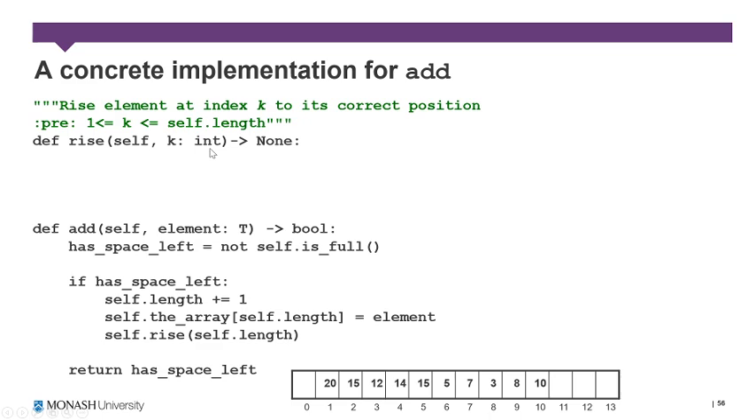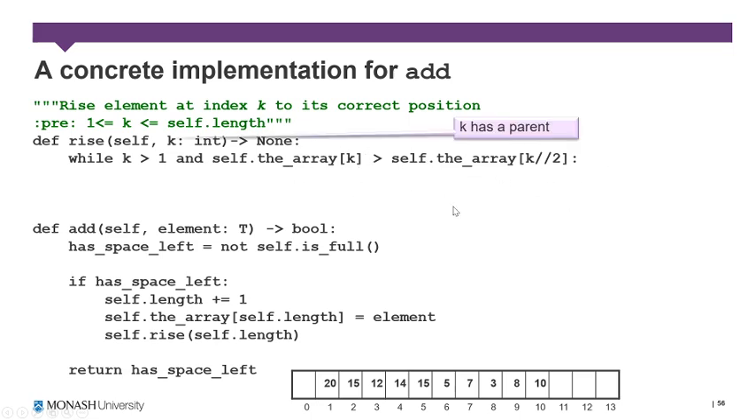So let's have a look at rise. We're rising the element at index k to its correct position. Now remember, when we're rising up from element k, all we need to do is divide by 2 to work out what the parent is. So while k is greater than 1, that's a check to make sure that we haven't hit the root node, or we're not at the root node, I should say. And then we want to see if the current node is bigger than the one above it.